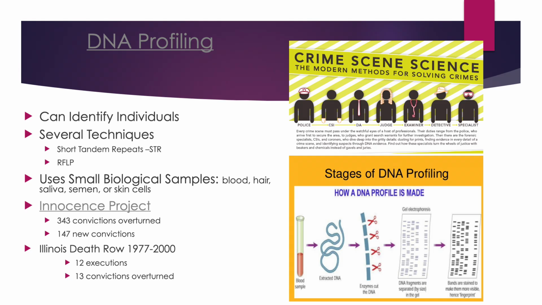Another really good example of this is DNA profiling. We can identify individuals from extremely small sample sizes because we have sequencing techniques and polymerase chain reactions, and we can use extremely small samples and identify individuals by a variety of techniques that identify unique DNA sequences.